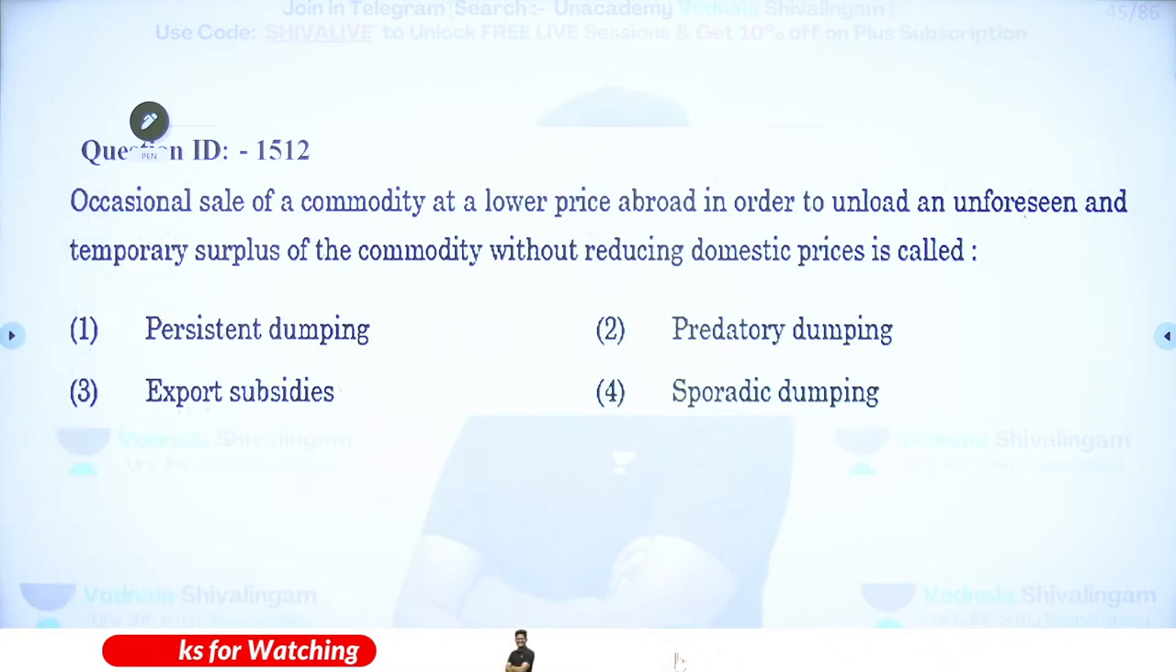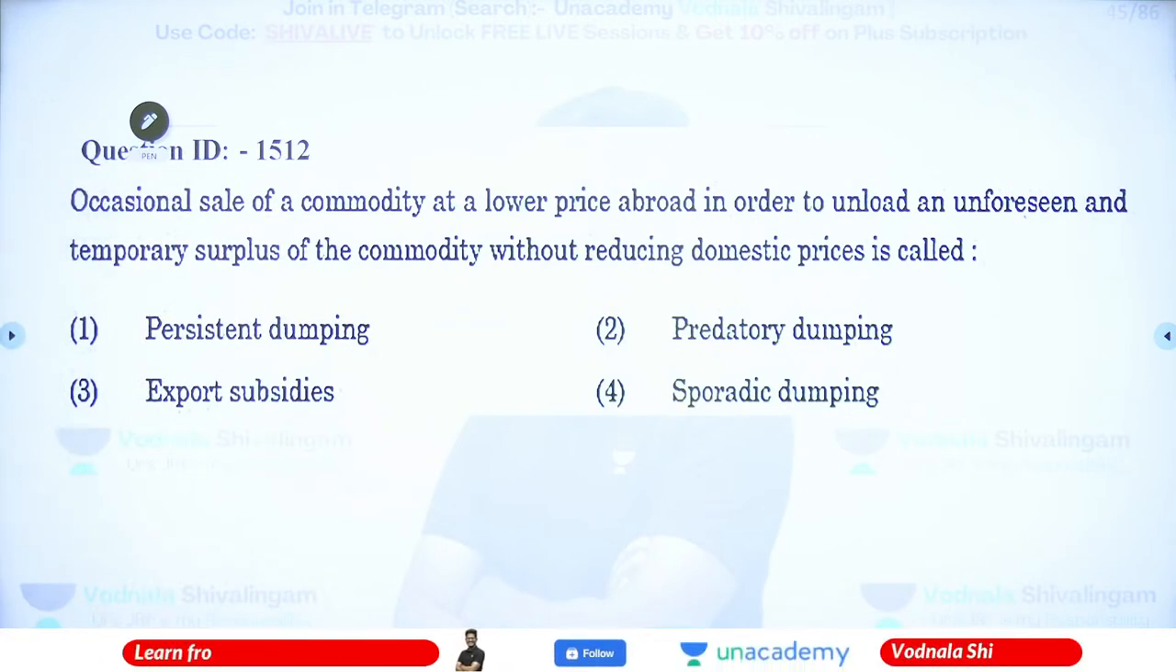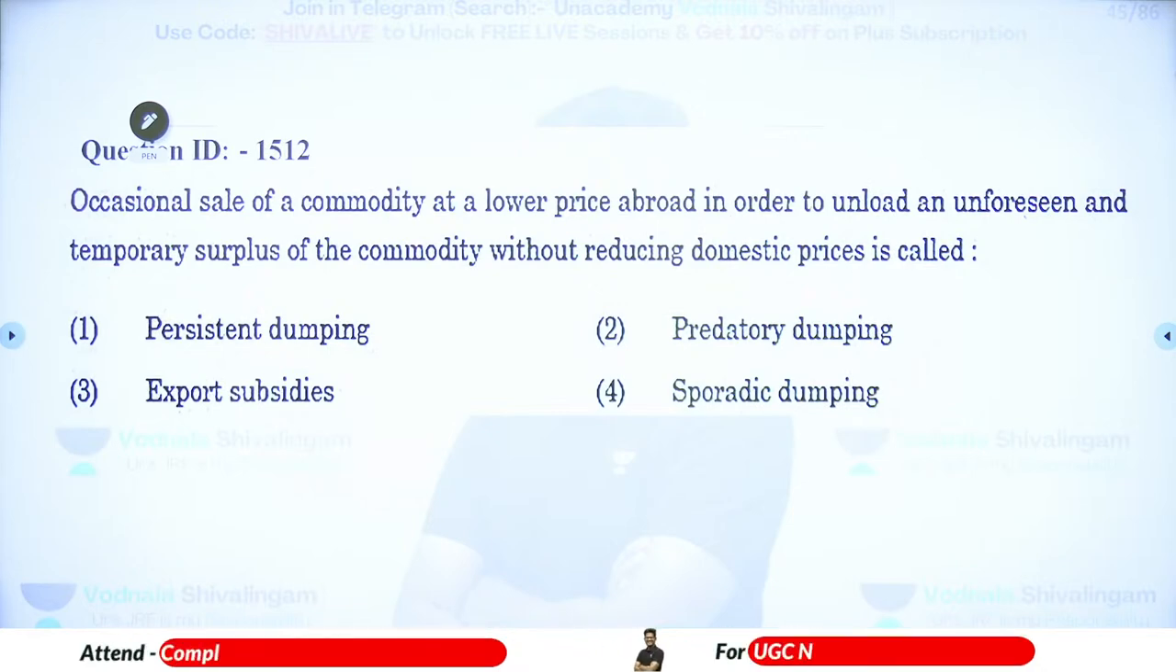Occasional sale of a commodity at a lower price abroad in order to unload an unforeseen and temporary surplus of the commodity without reducing domestic prices is called.